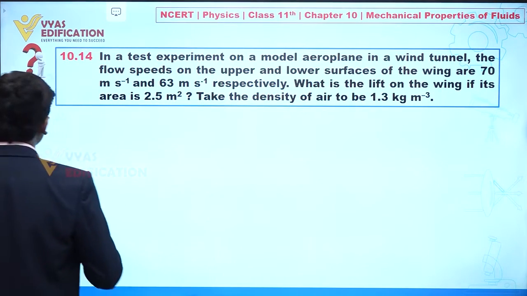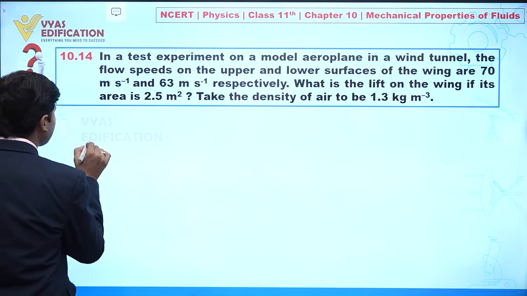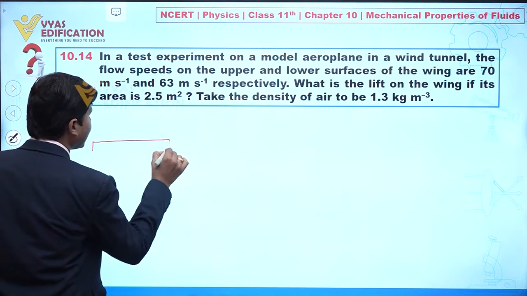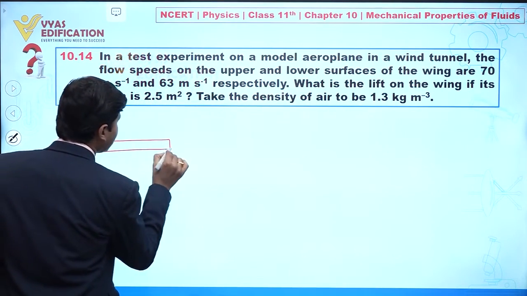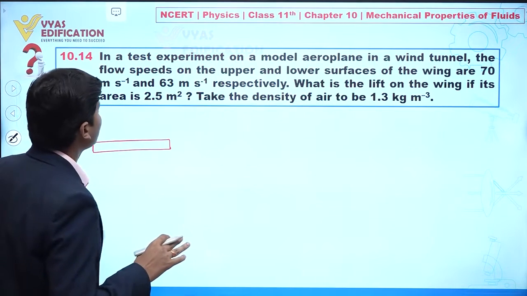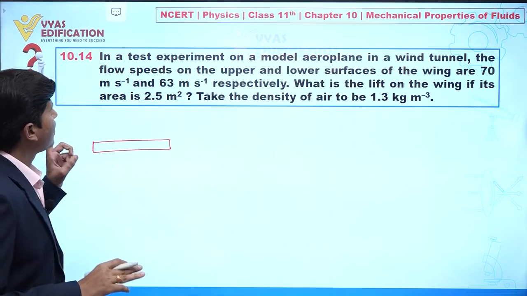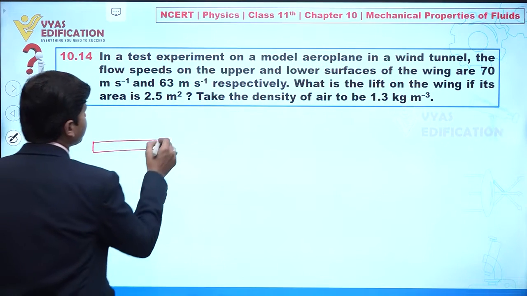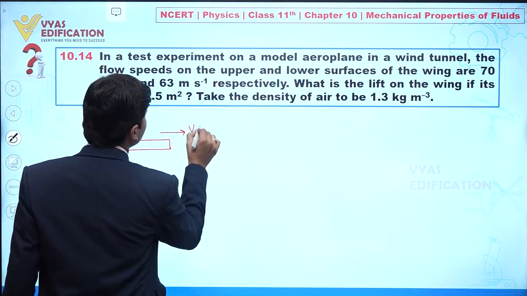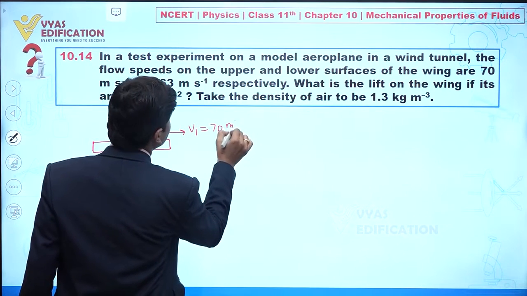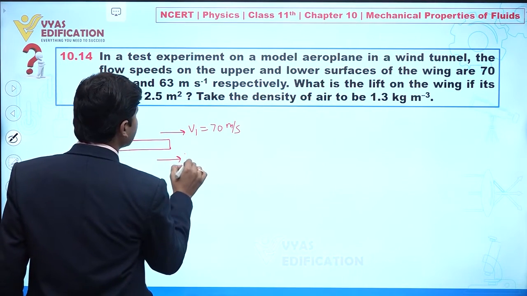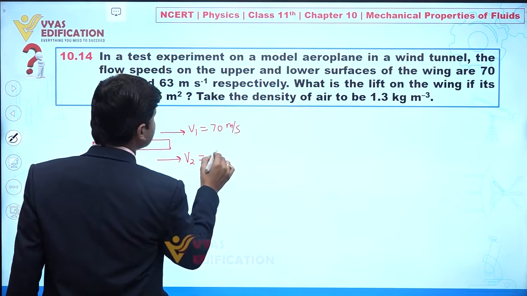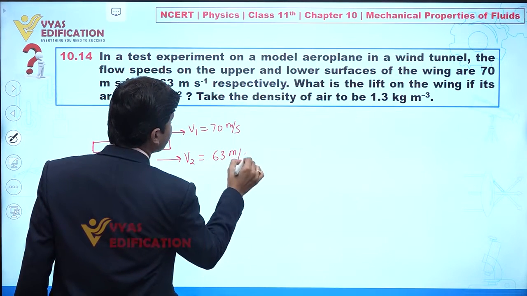Let's suppose you can assume this is an aeroplane. Now in this question it is given that the upper and lower surface of the wing have this much speed. So let's suppose here we have V1 and this value is 70 meter per second. Here we have V2 and this value is 63 meter per second.